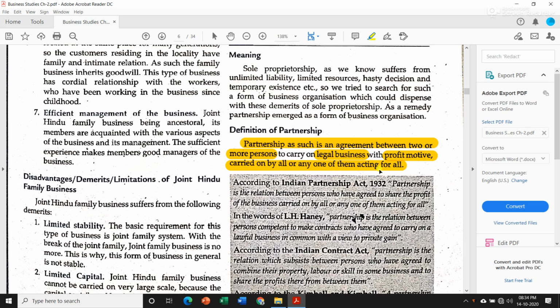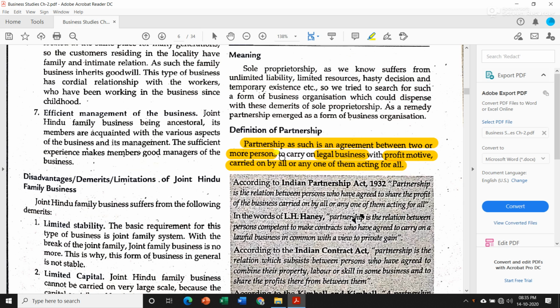all. Suppose there are three partners, and if any one of them takes responsibility of handling everything, then he can work on behalf of the remaining two. Or another thing they can do is all of them can actively take participation in the management of this partnership. So there are some definitions given.